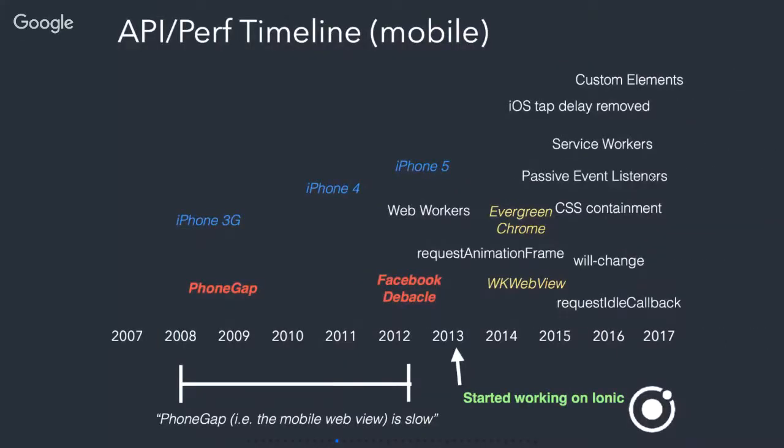I've got a quick slide here. I actually took this from one of Ionic's blog posts. I thought it really set home how much has changed over this time. From 2008, we had the iPhone, the first one with 3G connectivity, running PhoneGap. It was slow. Then we got the Facebook debacle in 2012. Since then, we've got web workers, Evergreen Chrome, so Chrome's a self-updating browser. WKWebViews gave us much faster performance for these wrappers. And then we have a whole bunch of things like service workers and custom elements that we can use.